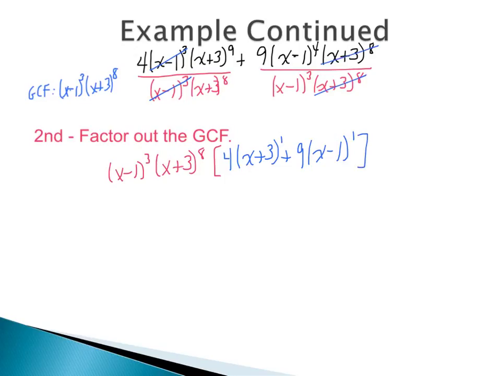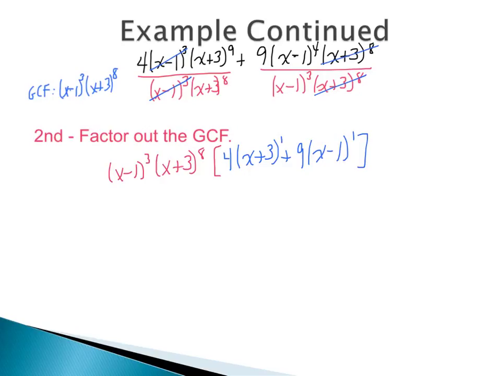So inside the square brackets here is what's left after we factor out the greatest common factor. You don't need to show that step of the division, but you need to understand that you're dividing out, and if you have the same base, you're going to subtract your exponents.